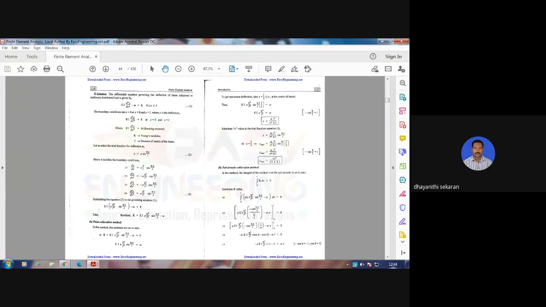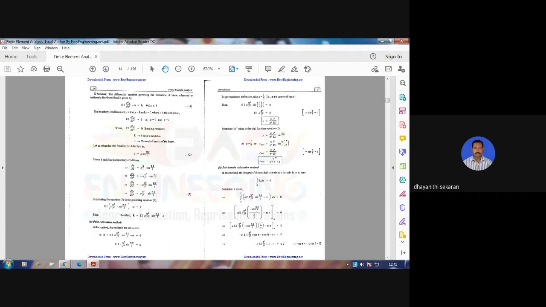So the given trial function, this is called a trigonometric function, y equal to A sin(πx/L). Because for simply supported beam problems, we need to go with the trigonometric trial function A sin(πx/L). Then dy/dx.